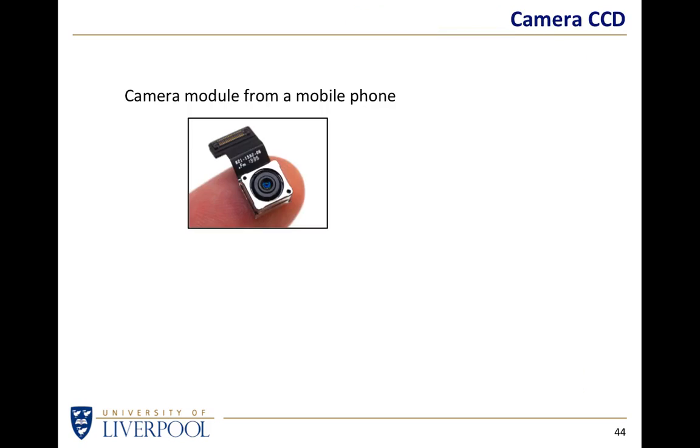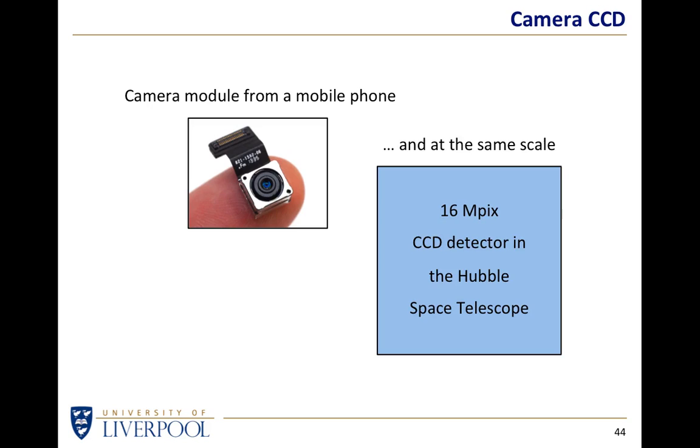Now, no, that's not the camera. This is just for scale to remind you that you've probably all got a camera in your pocket. And the smallest camera you can conceive of, that's not actually a spy camera, is the sort of camera that you've got in your phone. The lens might be a millimeter or so in size, and the chip is probably also a millimeter or two in size. Just to give you an idea of scale, compared to the picture we've got there, that's the detector of the Hubble Space Telescope.